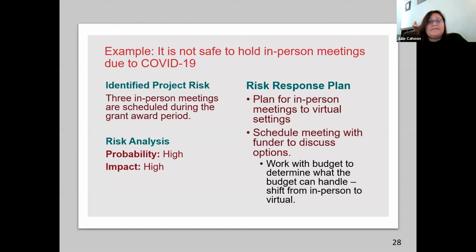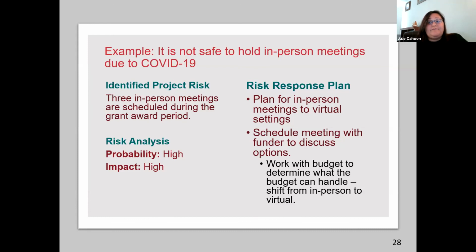So the next example is that it is not safe to hold in-person meetings due to COVID-19. This is something that all of us are experiencing right now, and I wanted to try to play this out in some ways that you may already have done for your projects. The identified risk is that perhaps you have 3 in-person meetings scheduled during the grant award period. The risk analysis is that the probability is high. You're not going to be able to hold in-person meetings. And the impact is also high because you have a budget associated with in-person meetings. So you're going to need to develop a risk response plan for that.